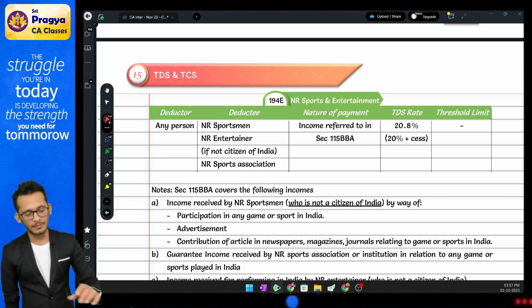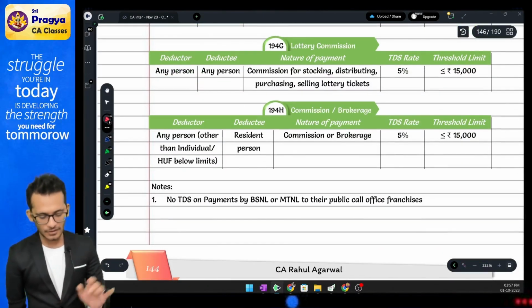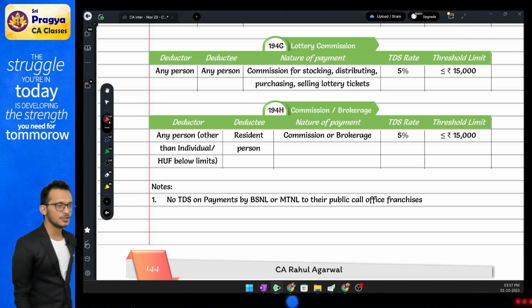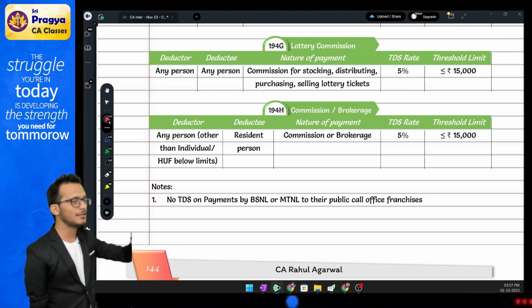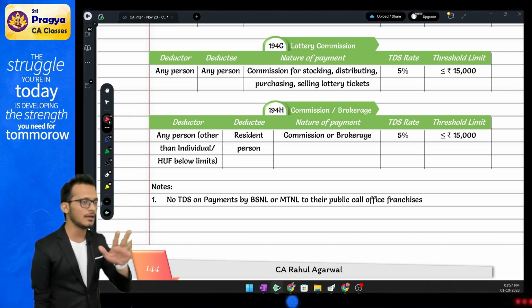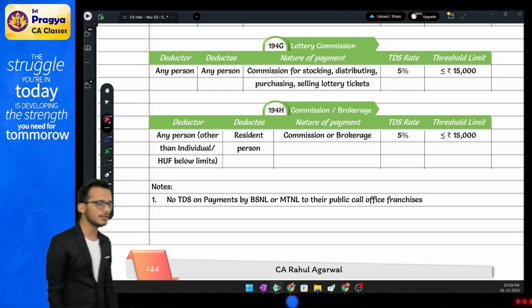After E comes F. F is not there for exam. EE is ignored. G is lottery commission, ignored. H is commission. Whenever you read the word commission, whether it is D, G, or H, it doesn't matter. All the rates are 5% and the threshold is 15,000.